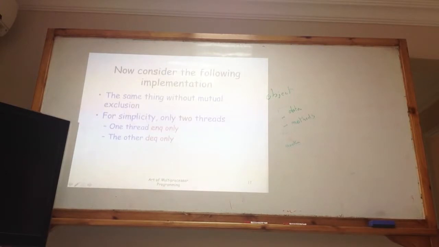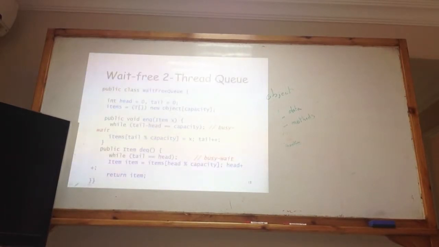So let's assume that now we have another implementation without mutual exclusion. Basically anyone can do anything. There are no locks at all. To make things simple, we assume we only have two threads, one that always performs the enqueue operation and the other the dequeue. It's like a producer-consumer sort of relation. So this is how it looks.